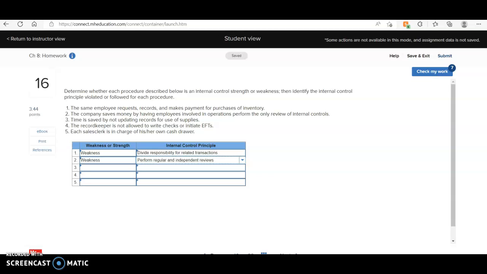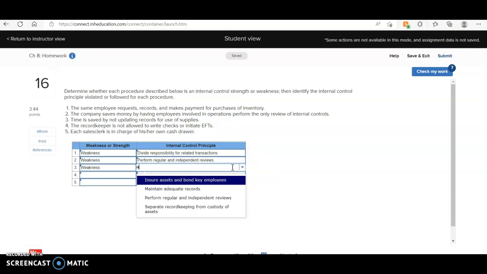Third, time is saved by not updating records for use of supplies. Well, while we might save time, we could end up in trouble. So that's also a weakness. And what we want to be looking at here is that we're maintaining adequate records.